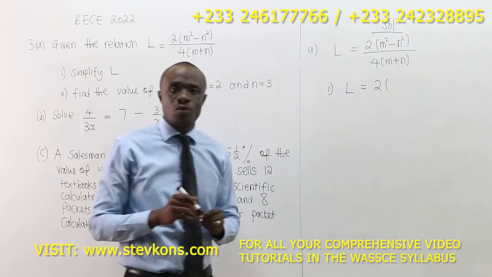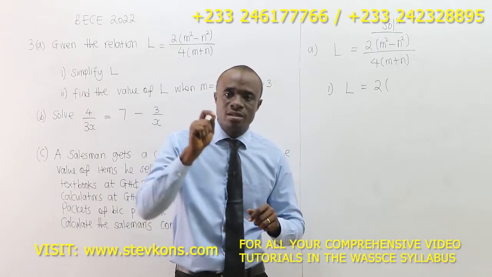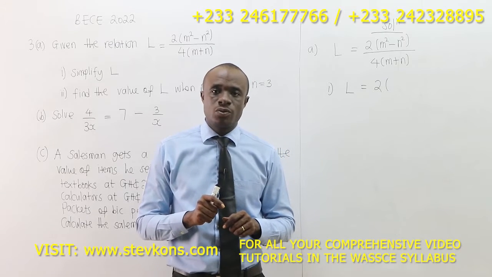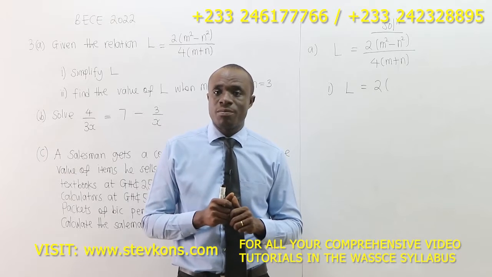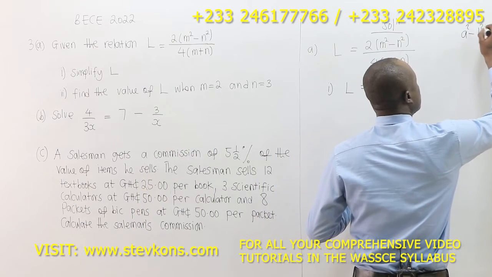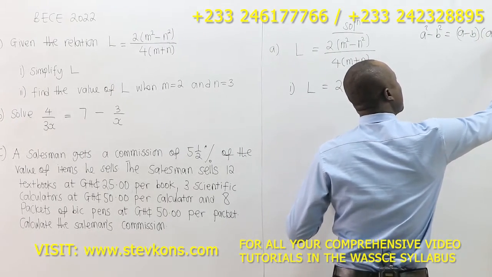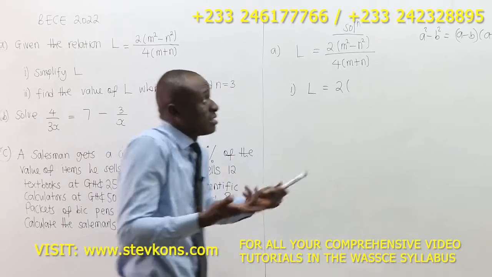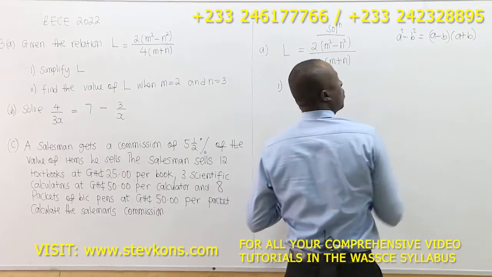Now, what is m squared minus n squared? M squared minus n squared is difference of 2 squares, which says m minus n, m plus n. That is, if you have a squared minus b squared, that's just a minus b, a plus b. That's difference of 2 squares. Now, let's see if it is correct. Let's see if it is true. So let's see if we can prove from here all the way to this side.